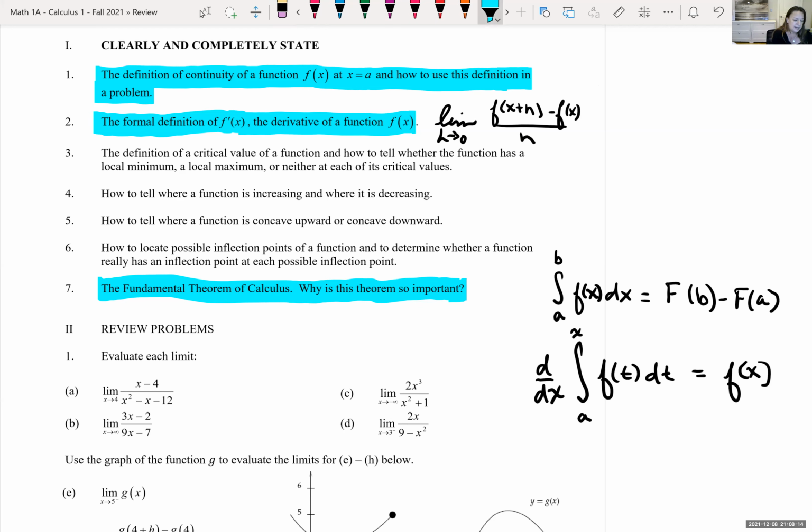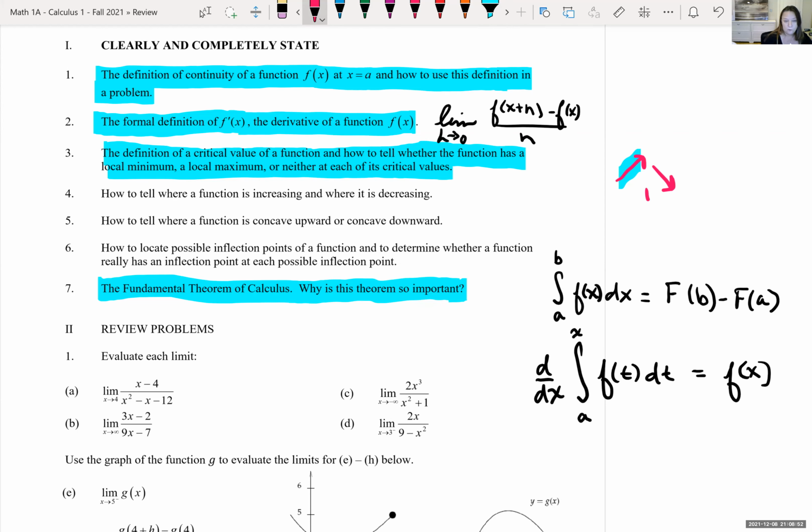Number 3 states that you should be able to know the definition of a critical value of a function and how to tell whether the function has a local min or local max or neither at those critical values. Okay, so recall we found critical values when our derivative was equal to 0, and then we had to test values on each side, plugging it back into the derivative and see if our function was increasing or decreasing.